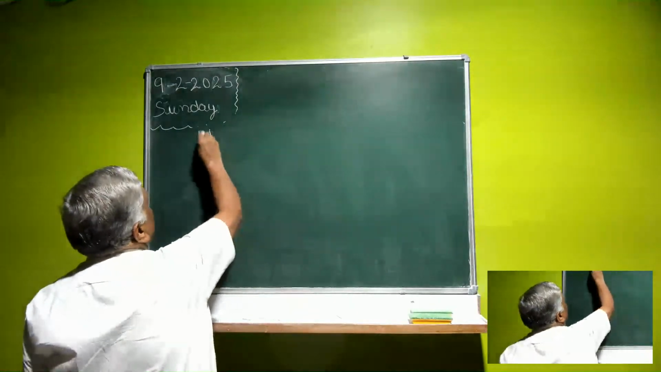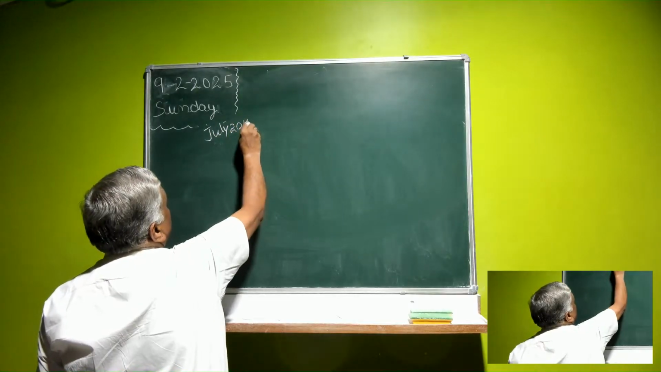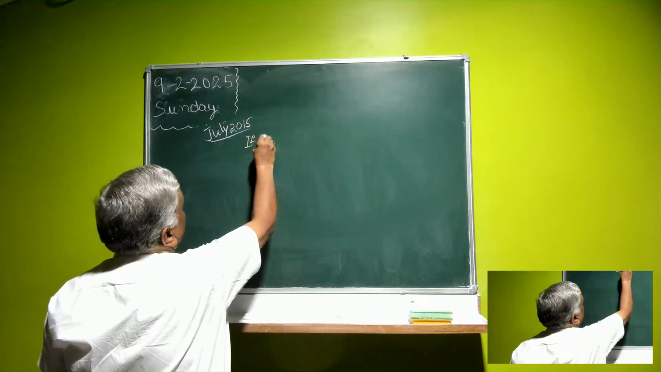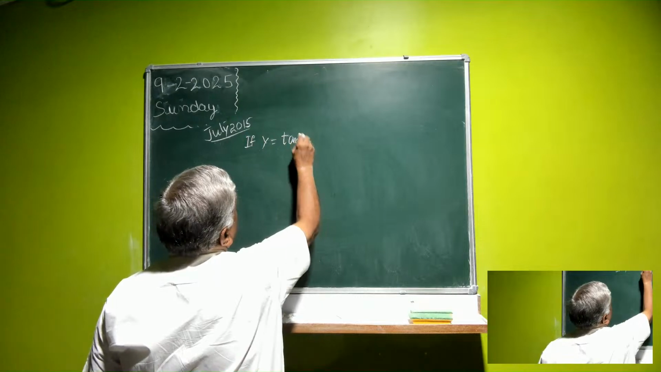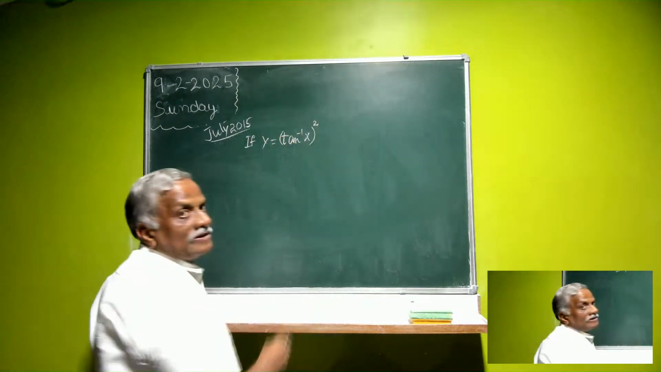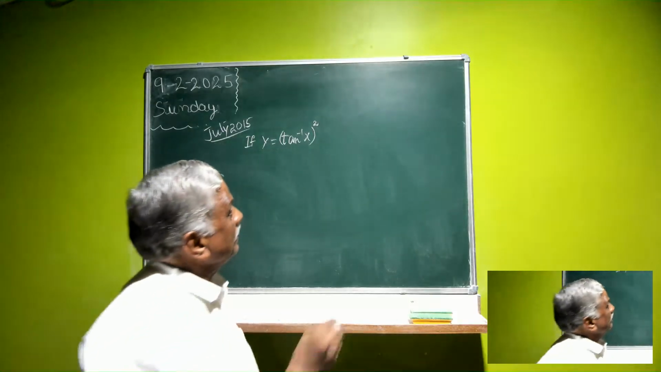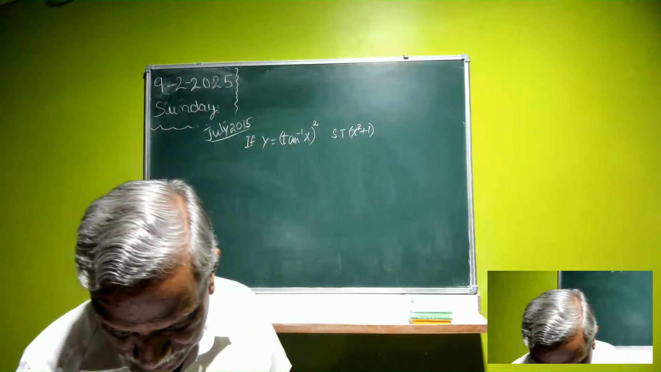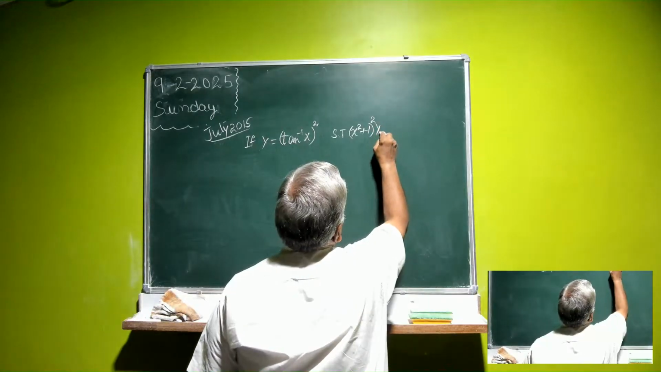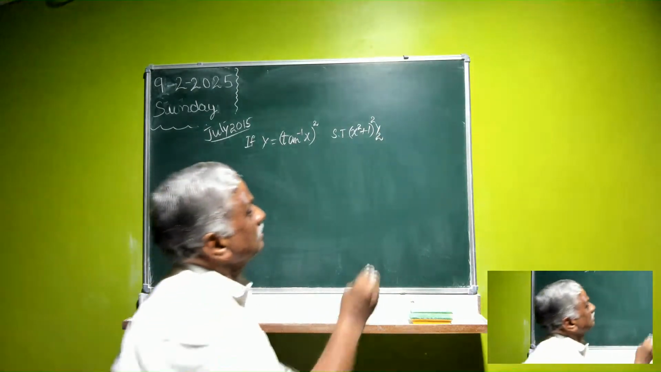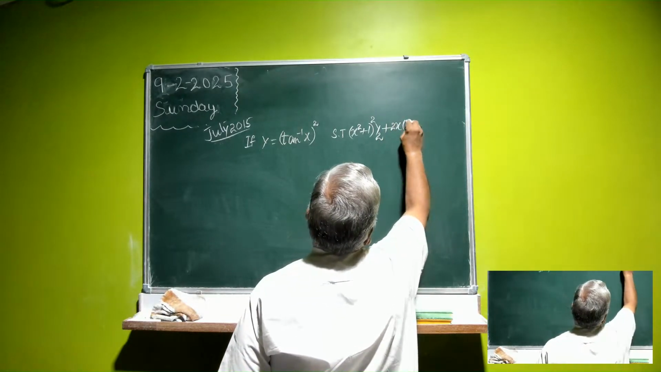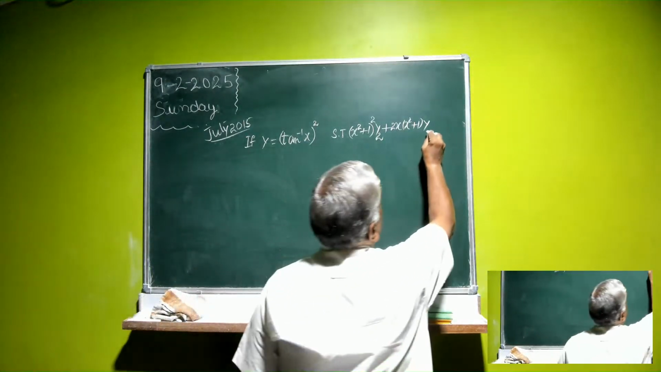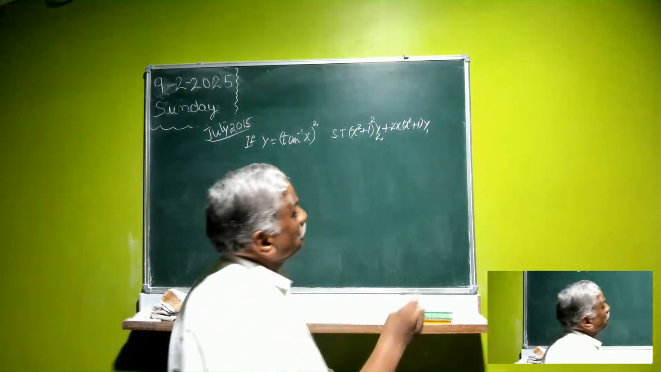July 2015. If y is equal to tan inverse x whole square, show that x square plus 1 whole square into y2 plus 2x into x square plus 1 into y1 is equal to 2.